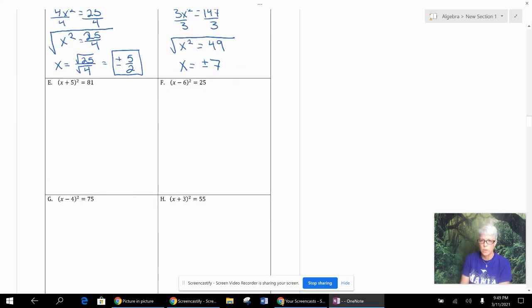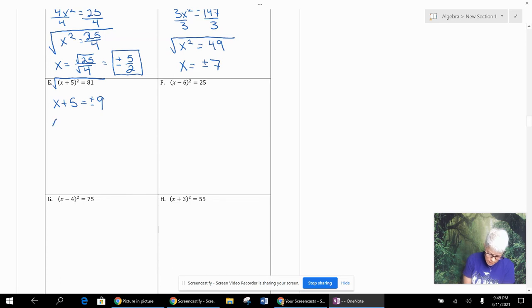All right, next one. Now this one looks a little bit different, but again, I just want to get rid of the square. So I'm going to do a square root over the entire thing. And I'm left with x plus 5 equals 9. Let me erase that 9 one more time. This is a positive negative 9. So watch how that affects my answer.